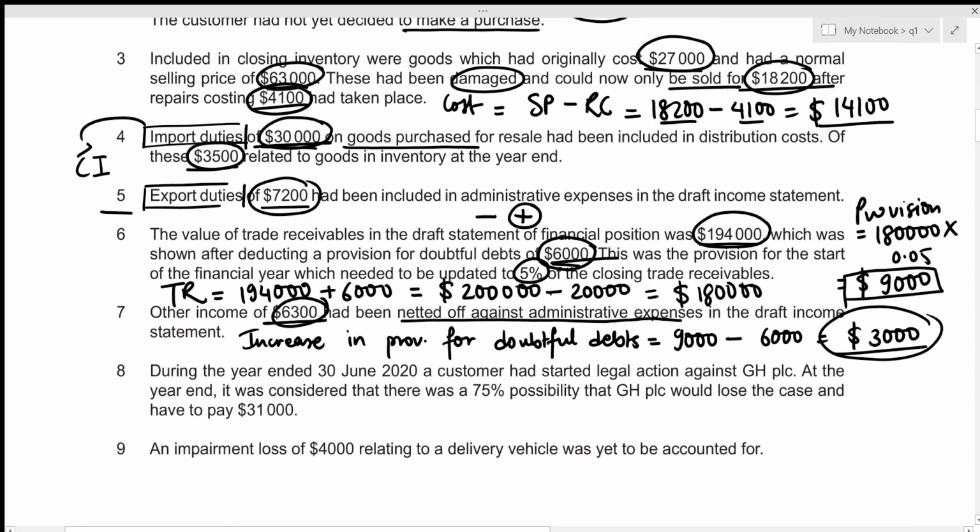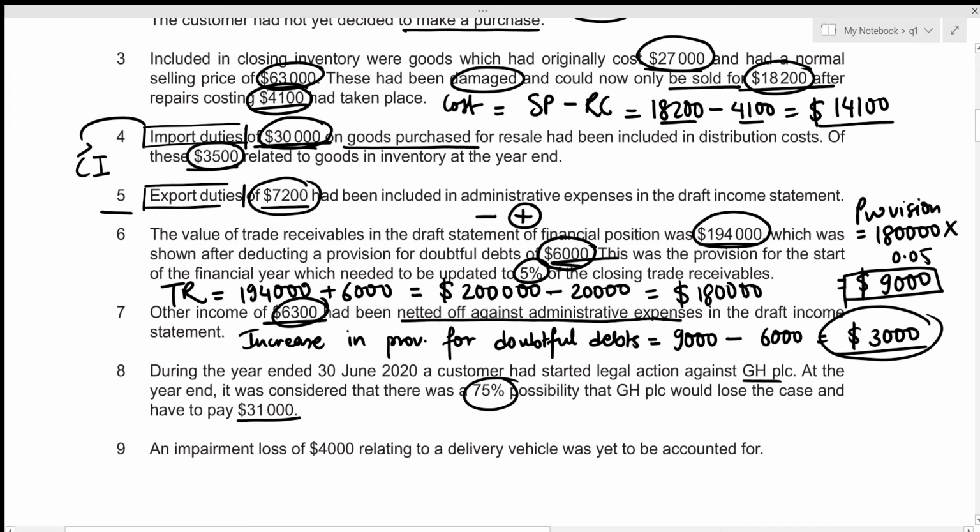Okay, we are done with seventh information. Then for the eighth one, during the year ended 30 June 2020, a customer had started legal action against GH PLC. At the year end, it was considered that there was a 75% possibility that GH PLC would lose the case and have to pay 31,000. Okay, so we're given a possibility here, right?